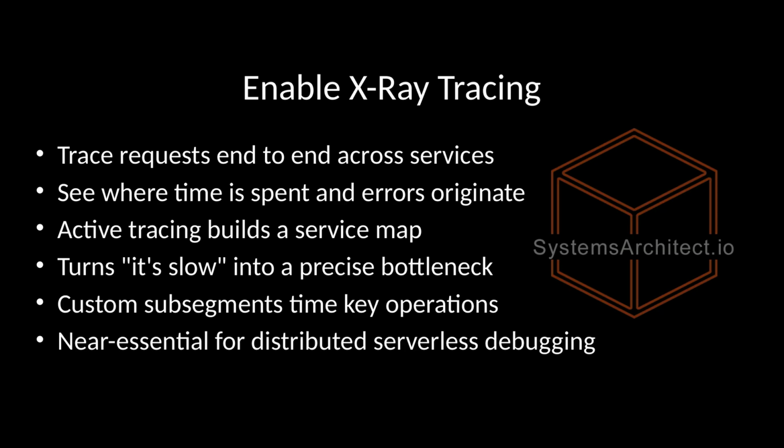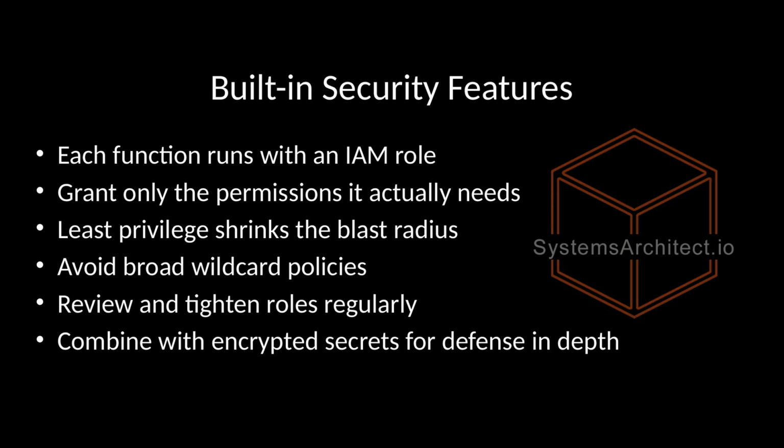15. Enable X-Ray tracing. As serverless architectures grow, a single request hops across many services, and finding the slow link gets hard. AWS X-Ray traces a request end-to-end and builds a service map, turning a vague feeling that something is slow into a precise picture of the bottleneck. For debugging distributed serverless systems, this visibility is close to essential.